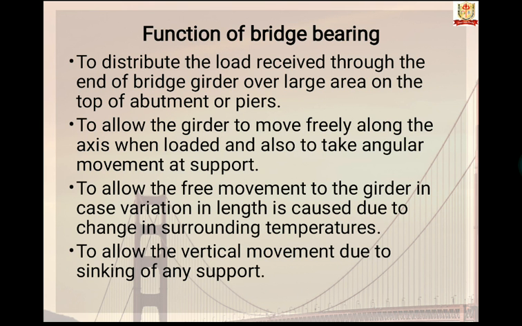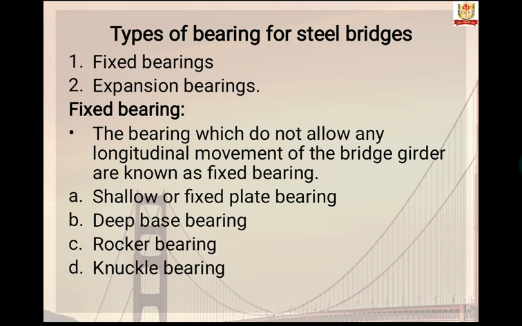Functions of bearing: to distribute the load received through the end of the bridge girder over a large area on the top of abutment or piers; to allow the girders to move freely along the axis when loaded, and also to take angular movement at support; to allow the free movement of the girder in case variation in the length is caused due to change in surrounding temperature; to allow the vertical movement due to the sinking of any supports. Types of bridge bearing for steel bridges: fixed bearing and expansion bearing.